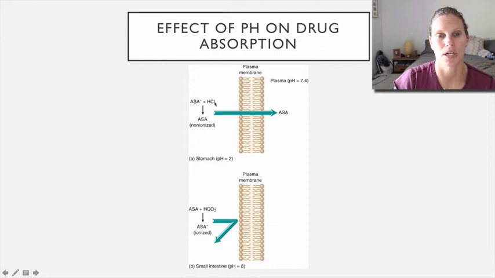So this is aspirin in an acidic environment, and there's very few drugs that get absorbed in the stomach. Aspirin is one of them. Alcohol is another thing that gets absorbed in the stomach. The stomach is acidic. So aspirin, salicylic acid, in hydrochloric acid tends to not ionize, and therefore the aspirin gets absorbed. Aspirin in an alkaline environment, like in the small intestine, tends to ionize, and therefore it does not get transported across this membrane. It gets trapped in the small intestine.